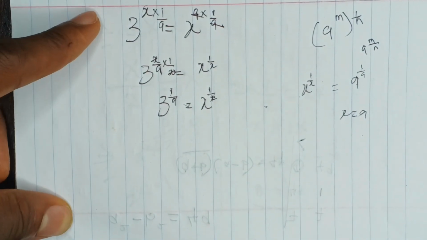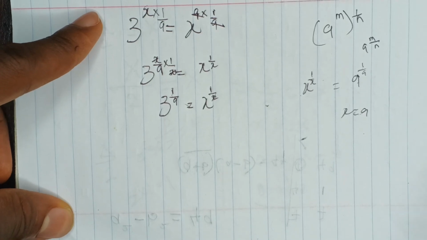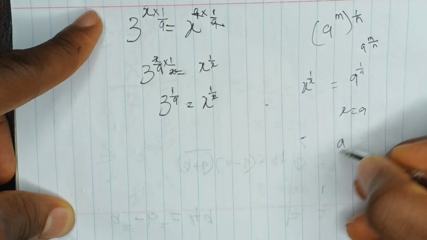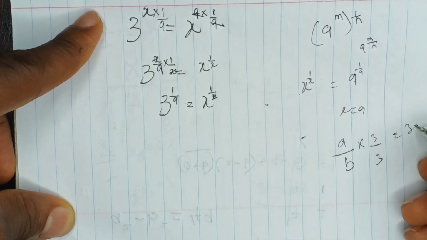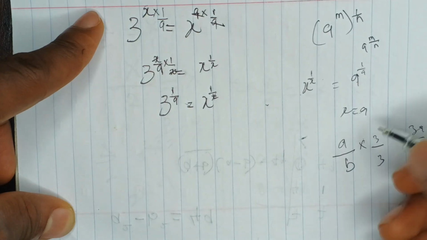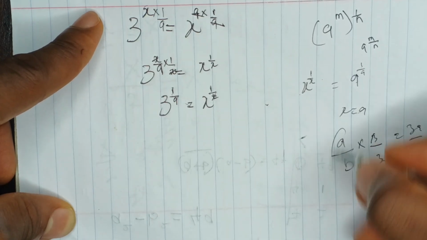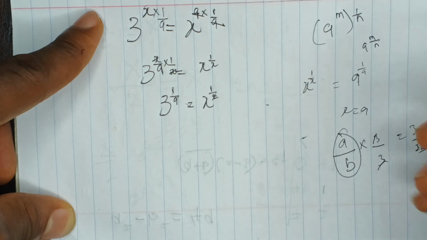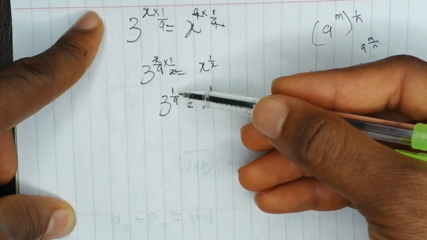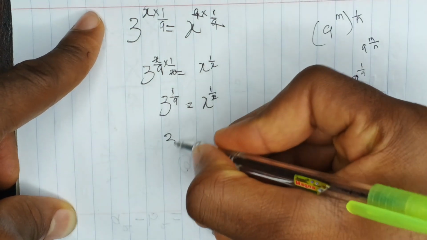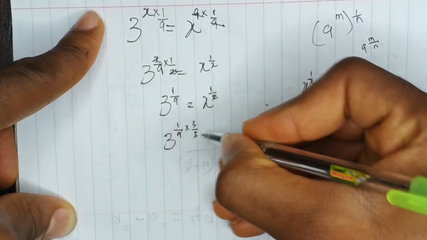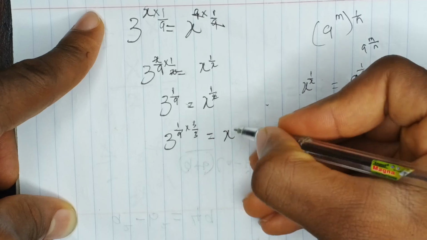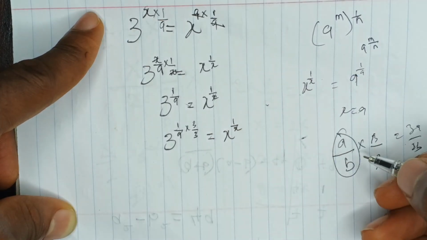So we need to transform this into something like this. The next thing I now do is to use knowledge from equivalent fractions. If I have a over b, and I multiply it by 3 over 3, I have 3a over 3b, right? But then 3 will cancel 3, and I still have a over b. I'll use this here, for this one. So I have 3 raised to the power 1 over 9. If I multiply it by 3 over 3, I can still equate it to x raised to the power 1 over x.